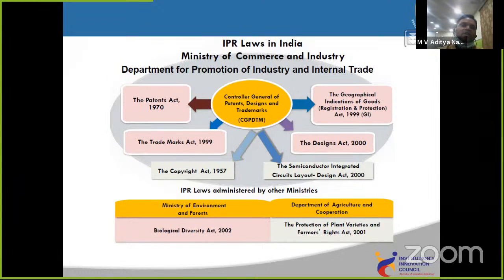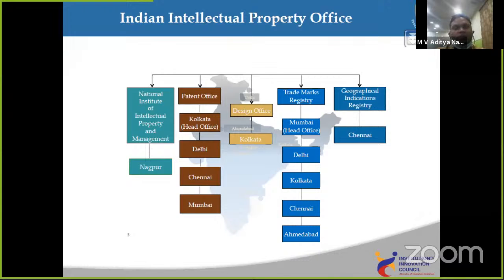While trying to protect your patents, especially in the case of biotechnology, you must take a no objection certificate from the Biodiversity Authority, such as the NBA, and then go for the patent. The head office of industrial design is located at Kolkata. The trademark registries are available at Mumbai, Delhi, Kolkata, Chennai, Ahmedabad, and the geographical indication registry is located at Chennai.